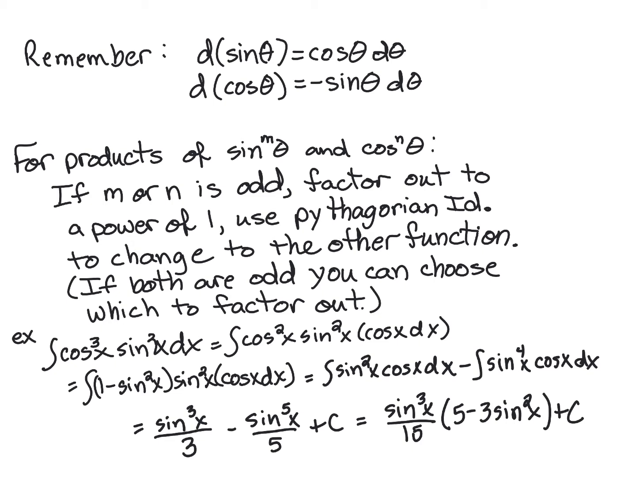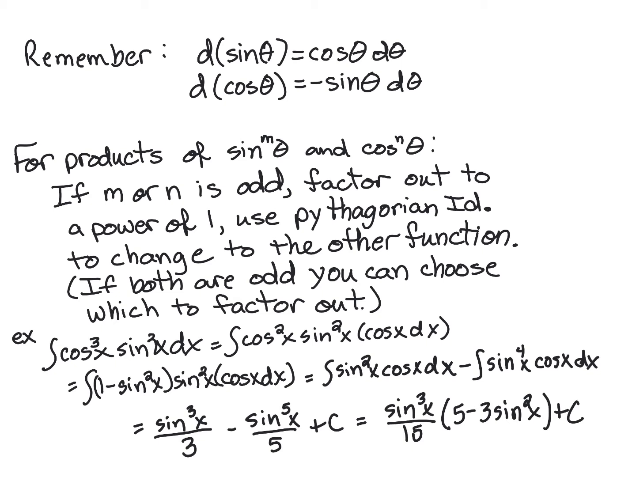Why are we doing this? Because we want to have a function of sine and set sine equal to u, and this will be our du. So when I take the sine squared and distribute it, I'm left with sine squared minus sine to the fourth. Each of those gets this cosine, and you see that I have u to the 2 du minus u to the 4 du.